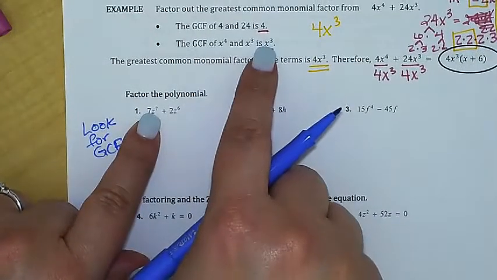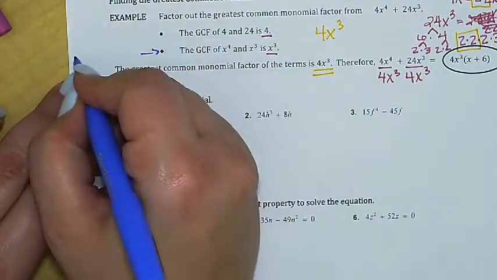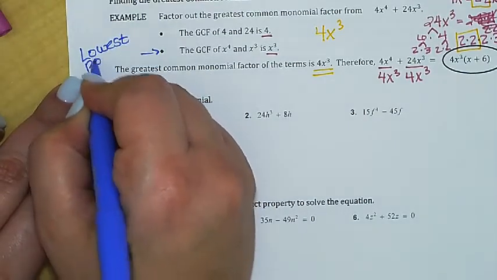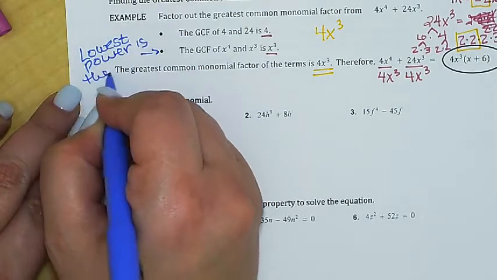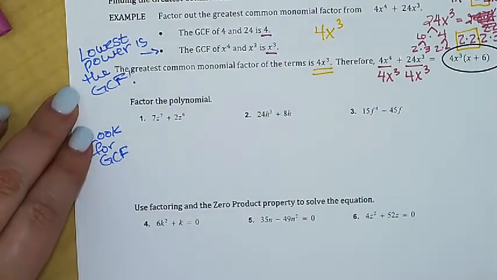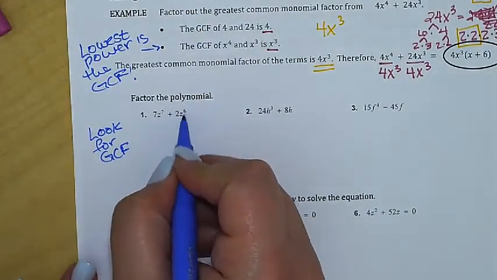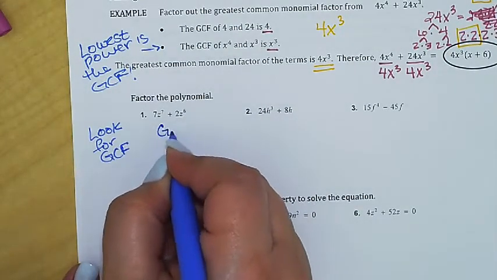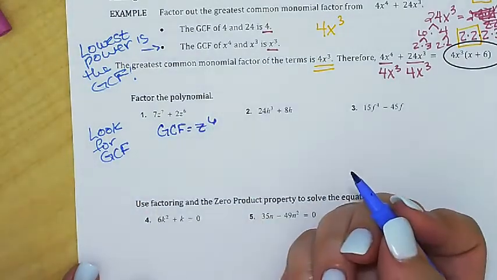Remember the rule, the easy rule, the lowest power. In fact, let's write that down because it is really helpful. Okay, so the lowest power is your GCF. The lowest power is the GCF. So this has z to the 7th and this has z to the 6th. This one is smaller. That's my GCF. So in this particular case, my GCF is just z to the 6th.